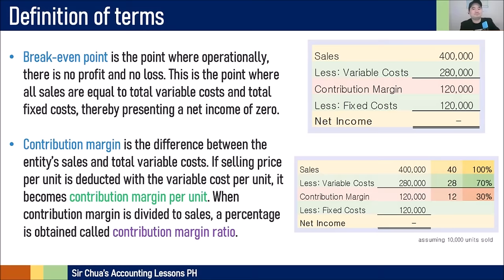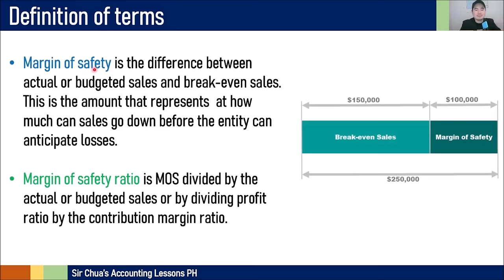Later on, we will also be discussing the margin of safety. Pag sinabi naman pong margin of safety, it's the difference between yung actual or budgeted sales mo versus yung break-even sales na i-analyze natin later. Ang gustong sabihin ng margin of safety, ito lang yung amount na pwede mong ibaba pa yung sales mo hanggang hindi ka pa nagbe-break-even. Kasi pag bumaba ka pa sa break-even point mo, maglo-loss ka na. So later on, i-expound natin yung concept ng margin of safety. And then, if you divide yung margin of safety sa actual or budgeted sales, ang lalabas naman po ay margin of safety ratio. Pwede rin po siyang makuha by dividing your profit ratio and the contribution margin ratio. And later on din po, yan din po ay i-expound natin.